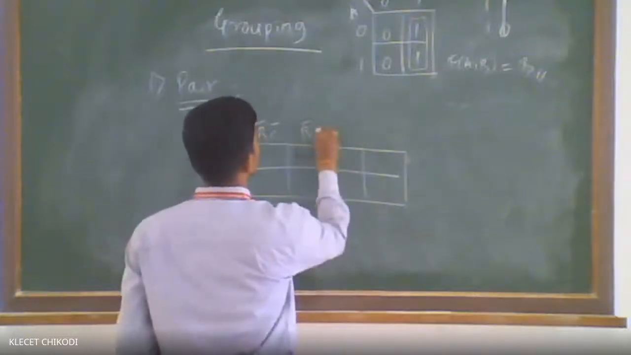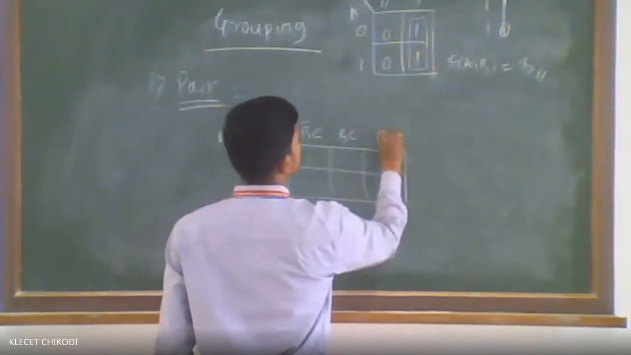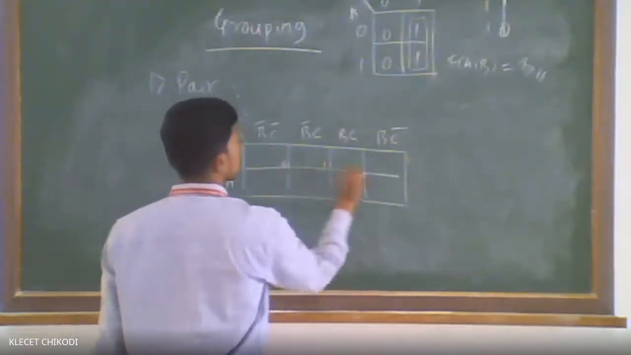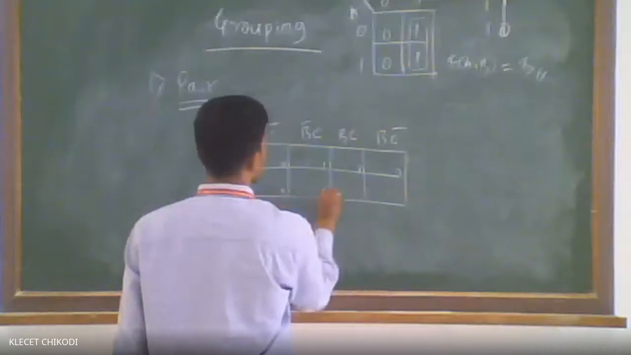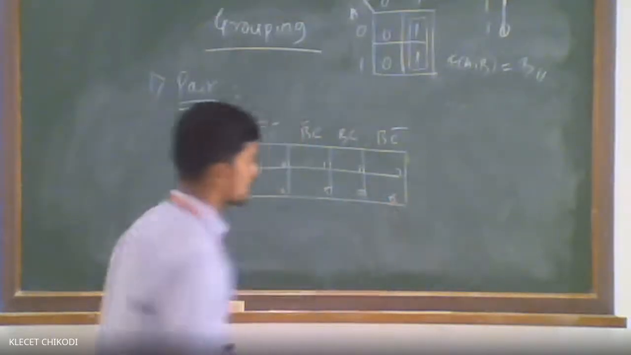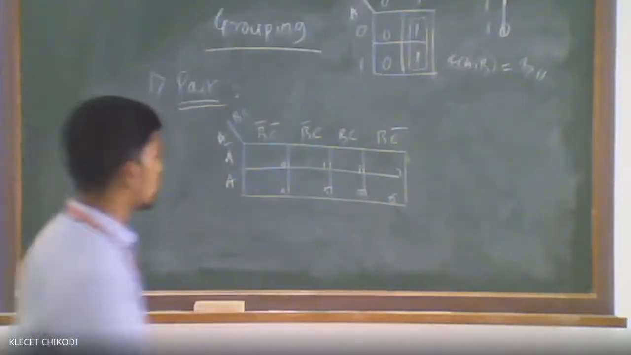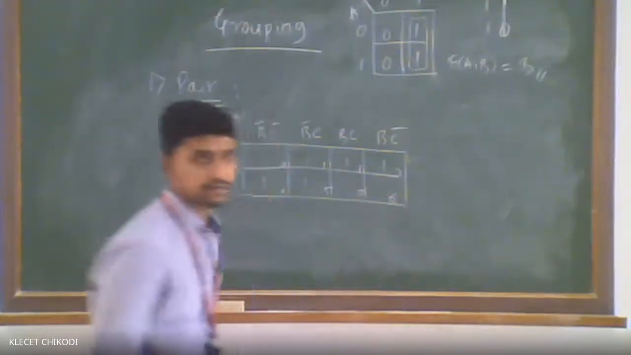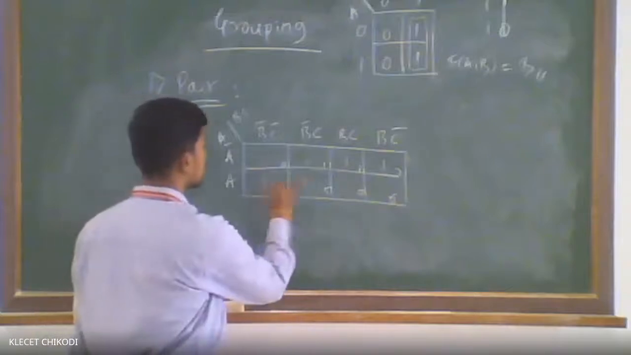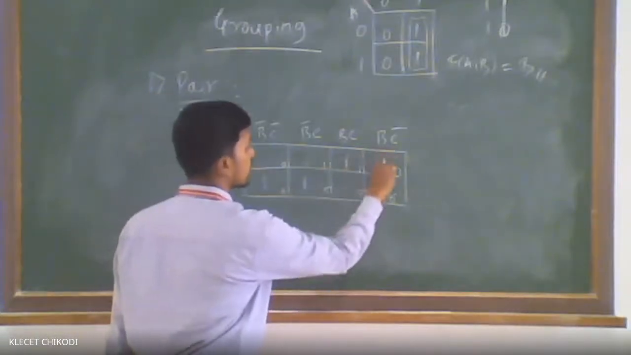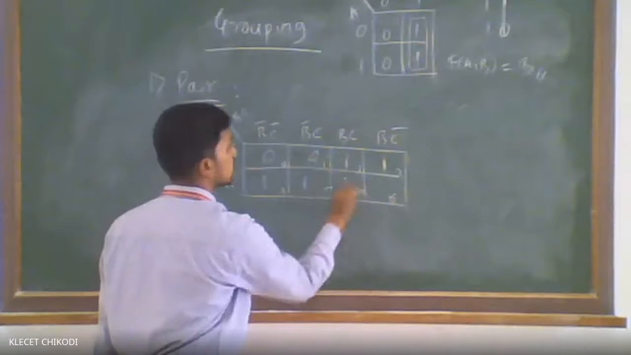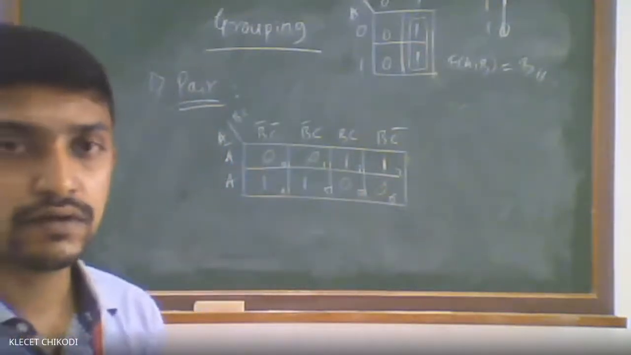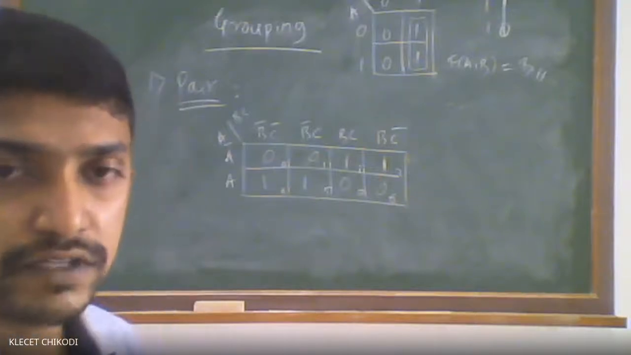B bar C bar, B bar C, B C, B C bar, and it will be A bar, A. The cell numbers are 0, 1, 3, 2, 4, 5, 7, 6. Fine. Now I have 1, 1 here, and here I have 1, 1, 1, 1. The remaining are zeros. Now, what are the pairs? What are the pair combinations available?